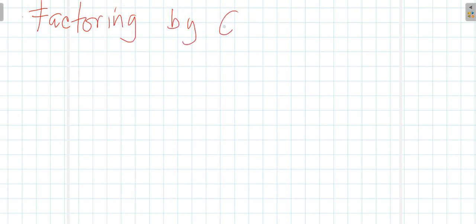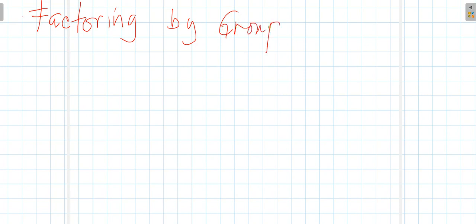Okay, hi guys. So, this is part 2 of the review lesson on factoring by grouping and difference of two squares. Okay, so let's start now. So, we have here the first example on factoring by grouping.